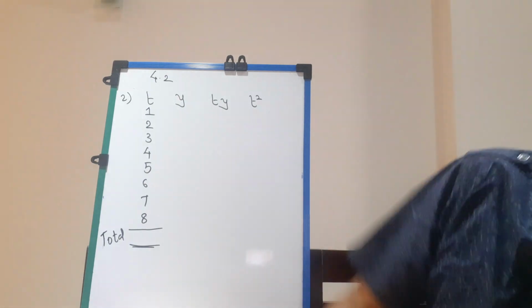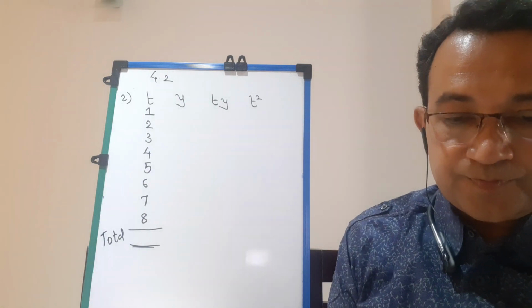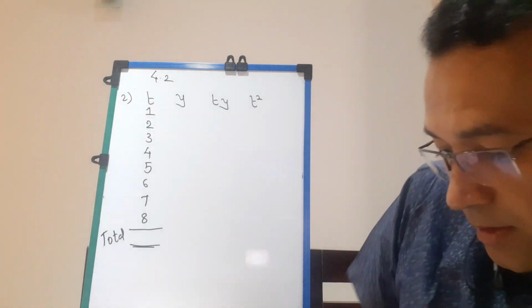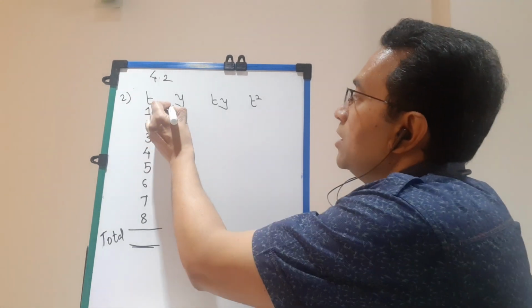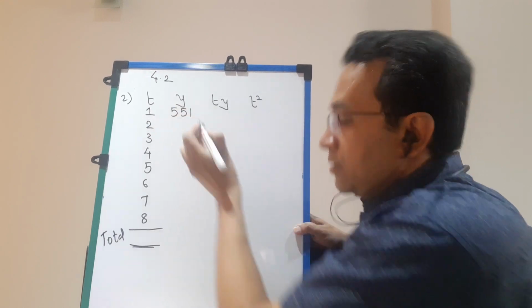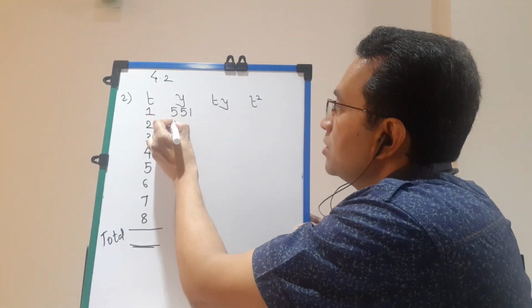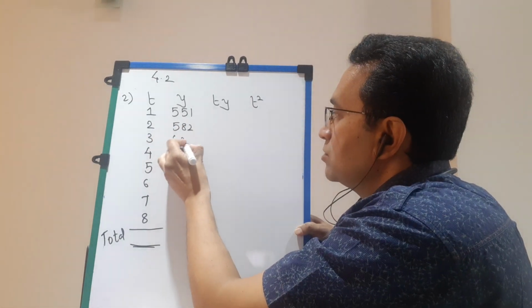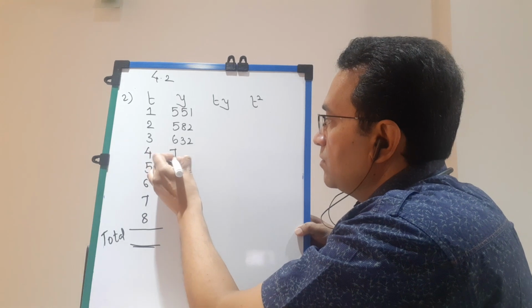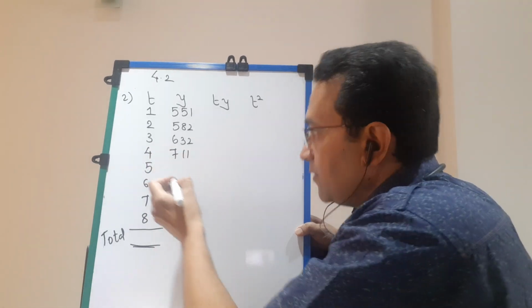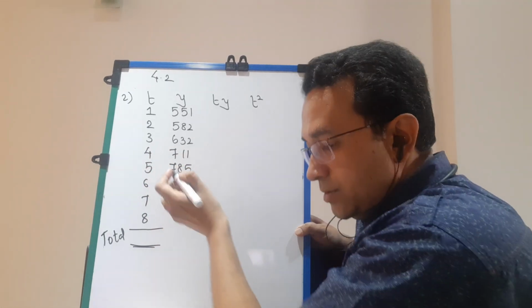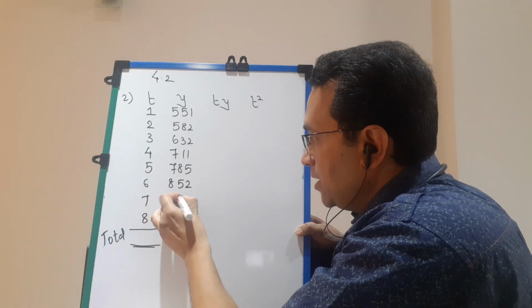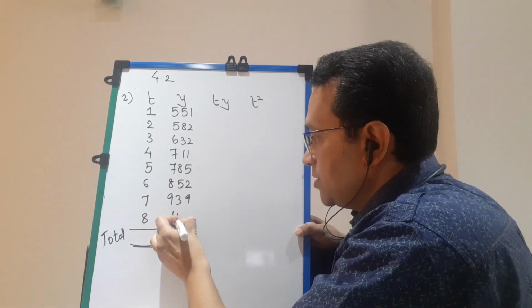The corresponding values of y, students, are 551, 582, then 632, then 711, then 785, then 852, the next is 939, and the last is 1024.